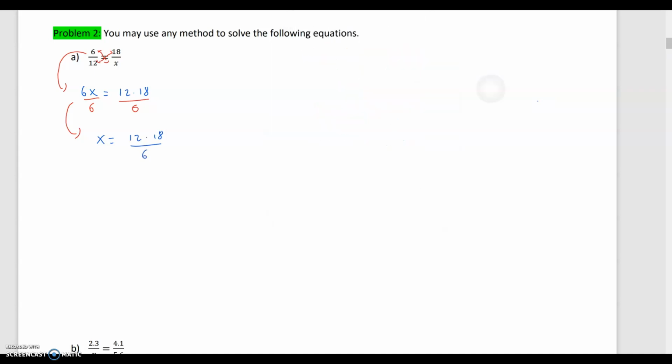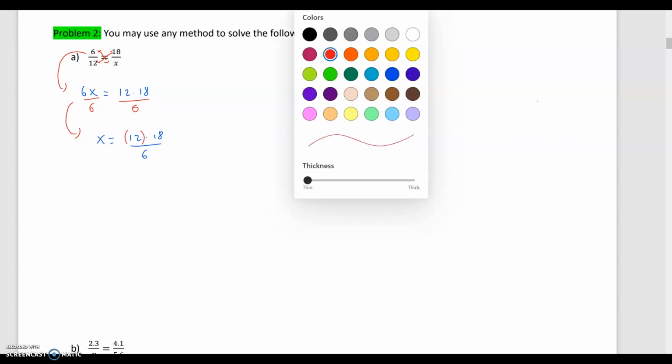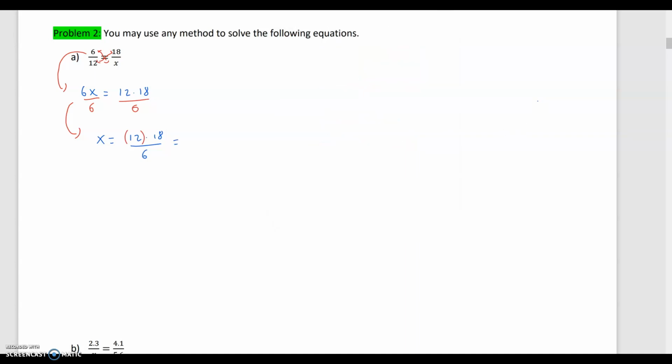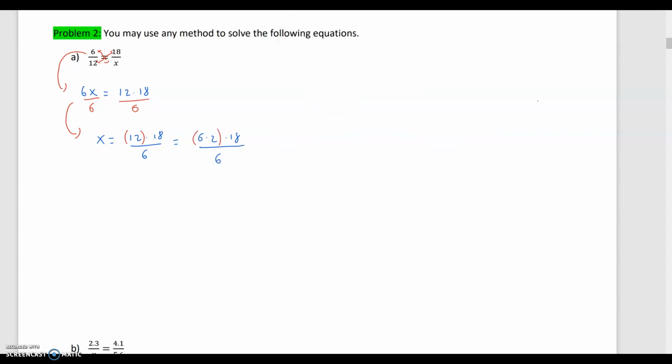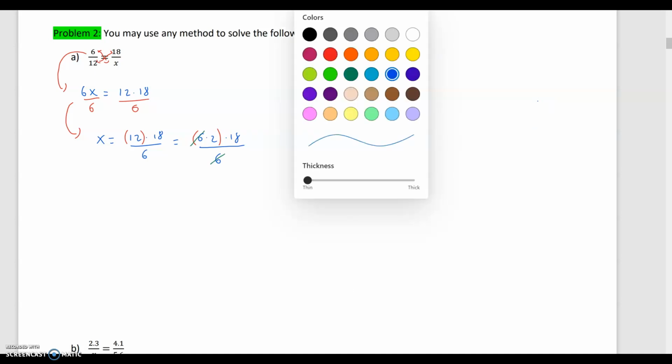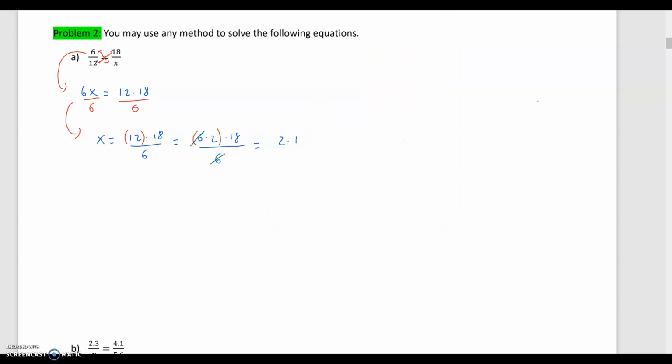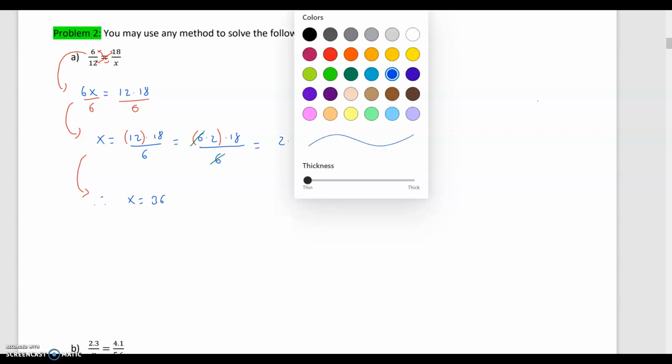Let me cancel or reduce the 12. So in this case, 12 is 6 times 2 times 18, and we have a division by 6. And then at this point, canceling common factors cancels the actual 6's. And we're left with 2 times the values of 18, which is going to give us 36. As a final answer, we're going to rewrite it as x is equal to the values of 36.